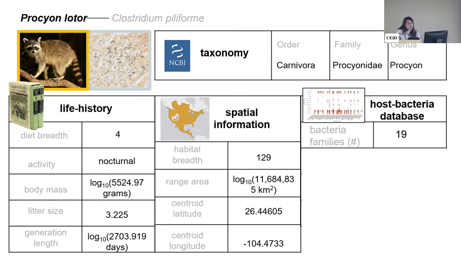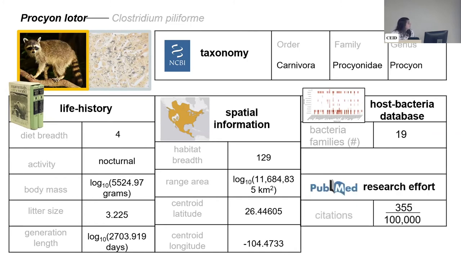We were also able to calculate information from our database. Raccoons host bacteria from 19 different bacterial families. That's a lot of bacteria compared to most of the mammals in our data set, which have none or just one bacteria. Then we wanted to control for research effort, so we calculated the number of publications in PubMed, which is a medically focused literature database.